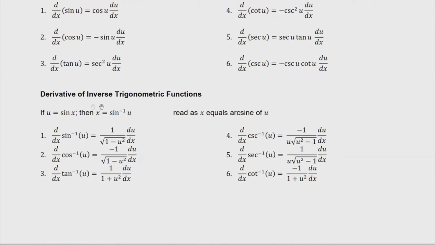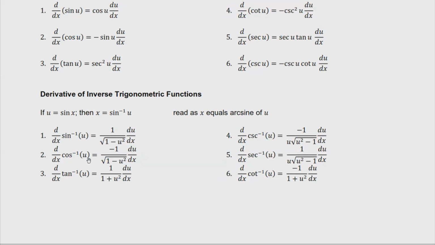So the next one is the derivative of inverse trigonometric functions. To find x from this expression, you take the inverse of that expression, then we can read this as x equals arc sine of u. Now there are 6 inverse trigonometric functions. So we have the derivative of the inverse of sine u, that's 1 over the square root of 1 minus u squared, times the derivative of u. So this means that you have to take the square of what's inside and then subtract it from 1 and then make sure that it's on the denominator.